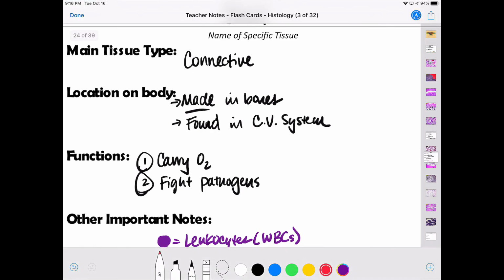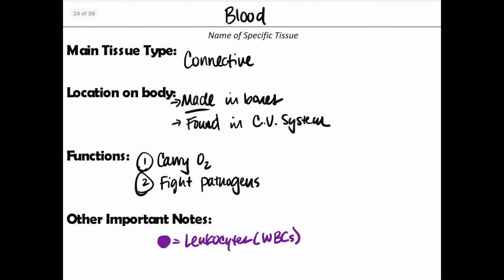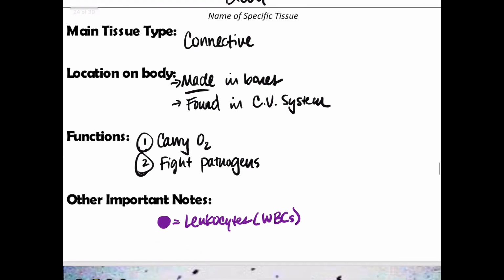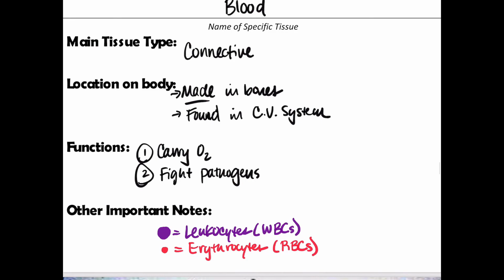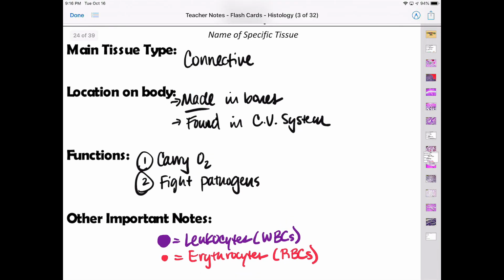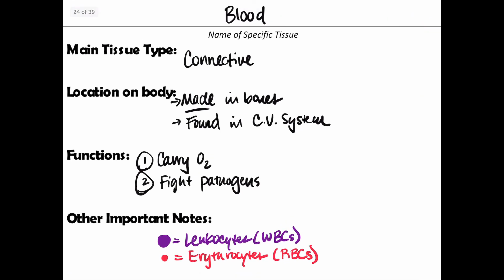And the little red dots, these are erythrocytes, or red blood cells. So you will have to know both of those for the lab practical, red blood cells and white blood cells, and you will have to know them by their scientific names. So just making sure that we practice those a little bit. All right, now we're 2 down.